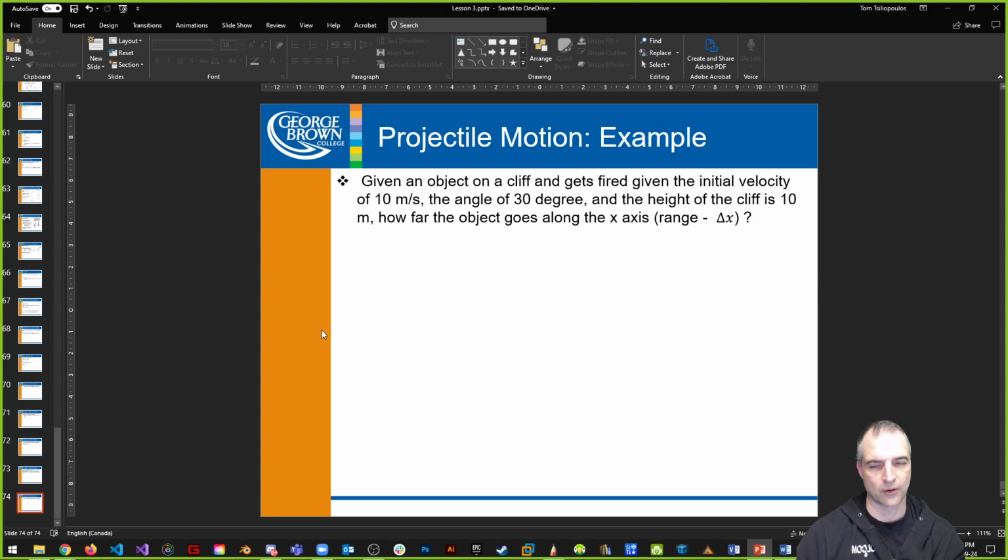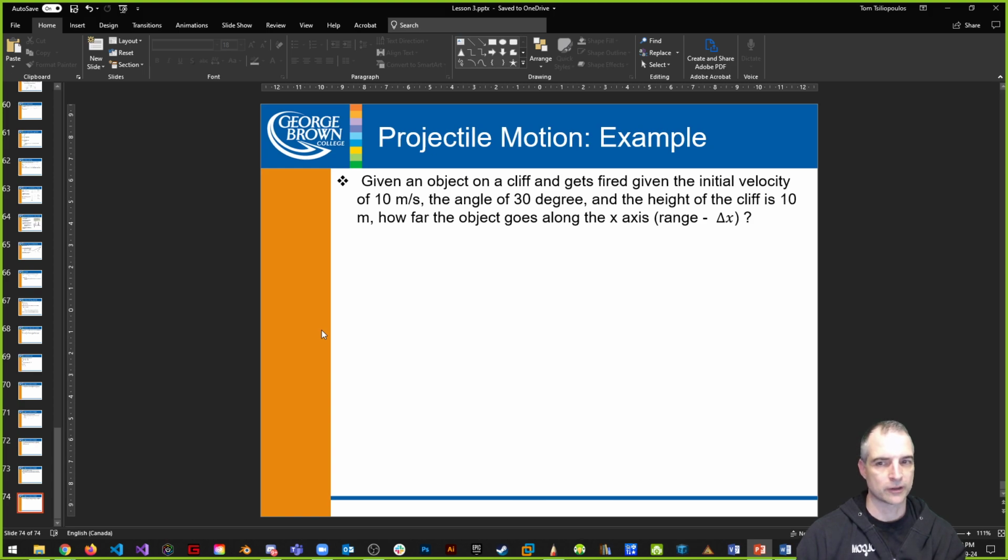Next, given an object on a cliff and gets fired given the initial velocity of 10 meters per second, okay? The angle of 30 degrees and the height of the cliff is 10 meters. How far does the object go along the x-axis? What's the range, the delta x? This is a type 3 type of motion. It's worded badly on purpose.